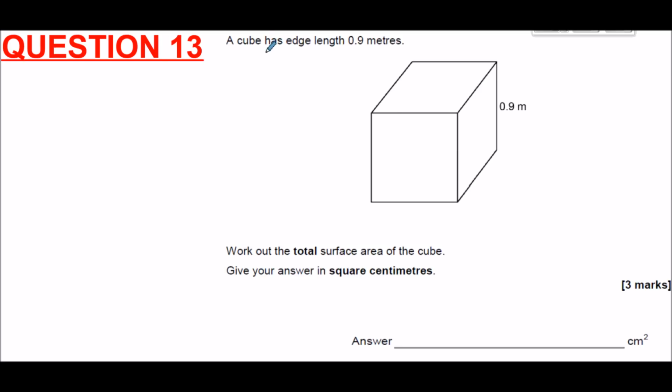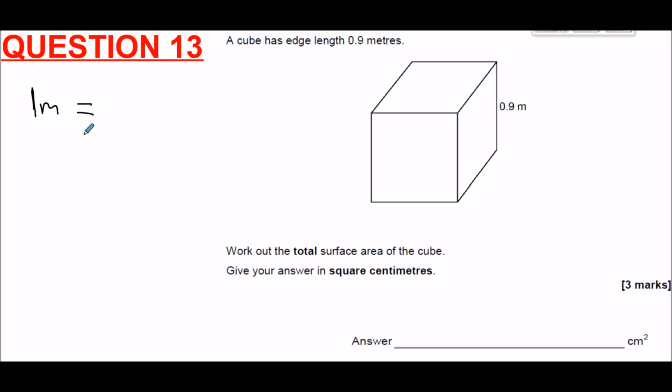Question 13. We've got a cube that has a length of 0.9 meters. We're asked here to work out the total surface area of the cube, but we need our answer in square centimeters. So we want the answer in square centimeters, but here the dimensions are in meters. So the best thing to do first of all will be to change meters into centimeters.